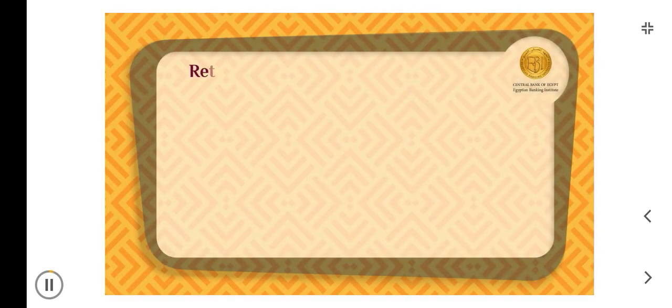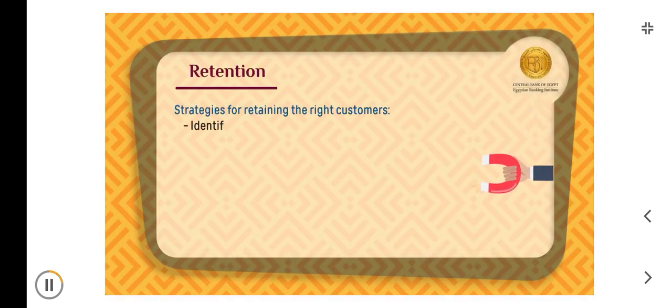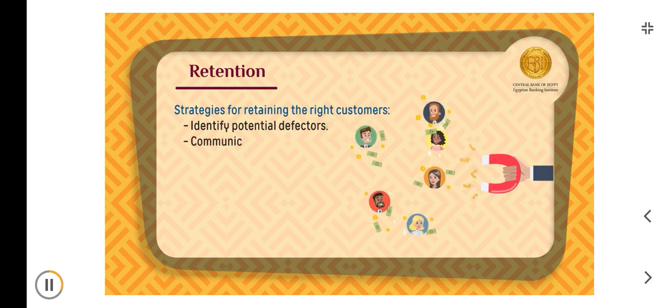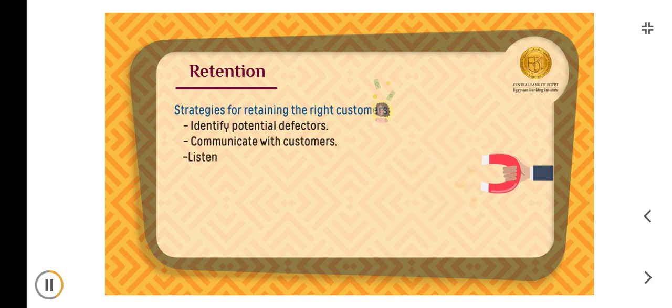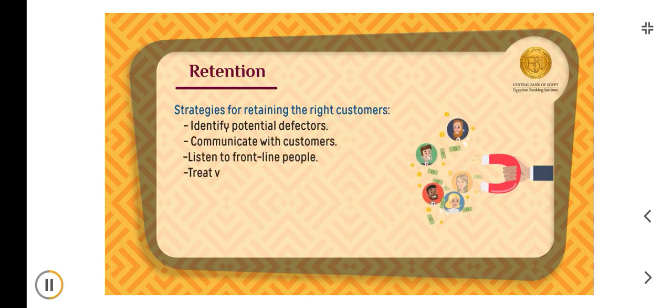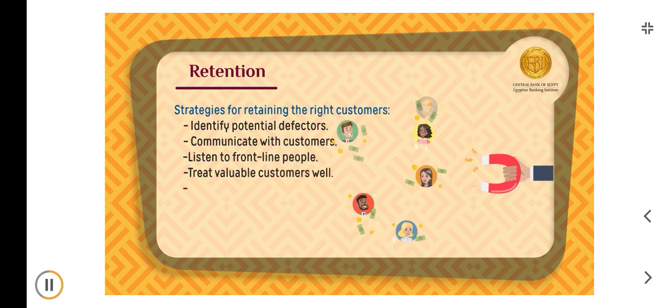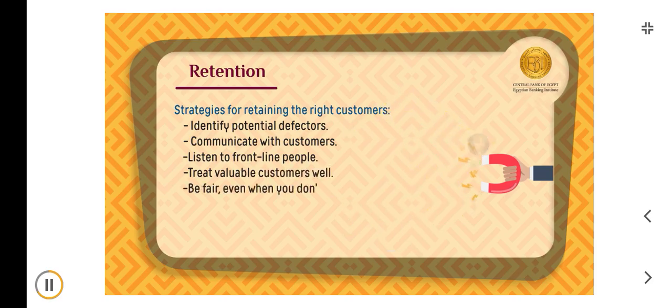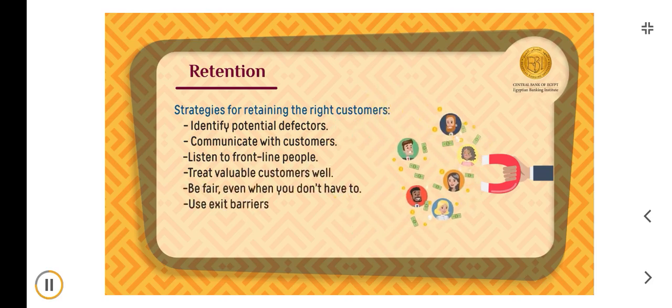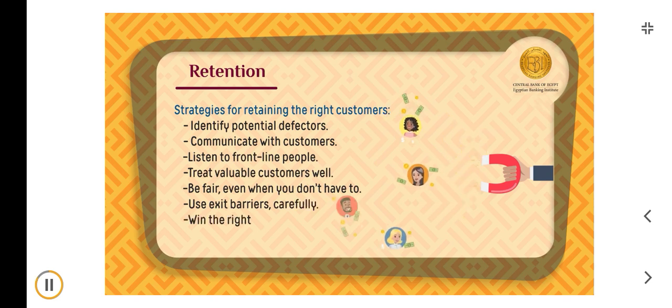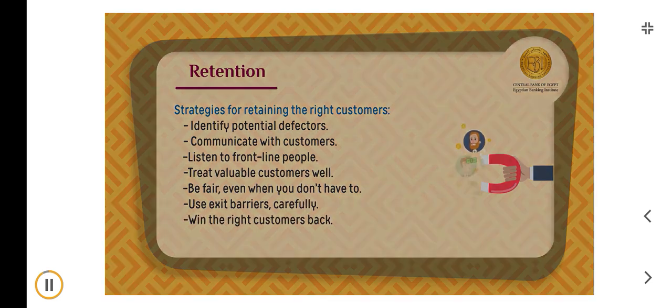Retention of customers. There are strategies for retaining the right customers, such as identifying potential defectors, communicating with customers, listening to frontline people, treating valuable customers well, being fair even when you don't have to, using exit barriers carefully, and winning the right customers back.